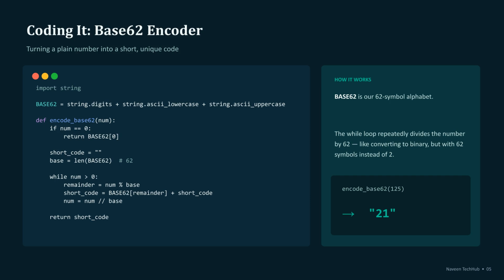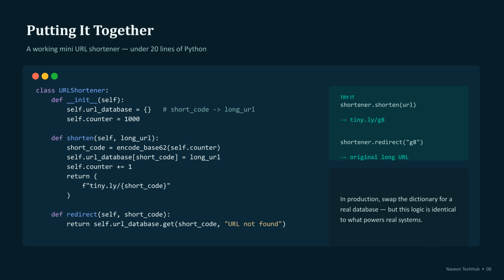This is the beauty of Base62. It can represent large numbers using very short strings. That is why it is perfect for URL shorteners. Now let's combine everything and build a mini URL shortener in Python.